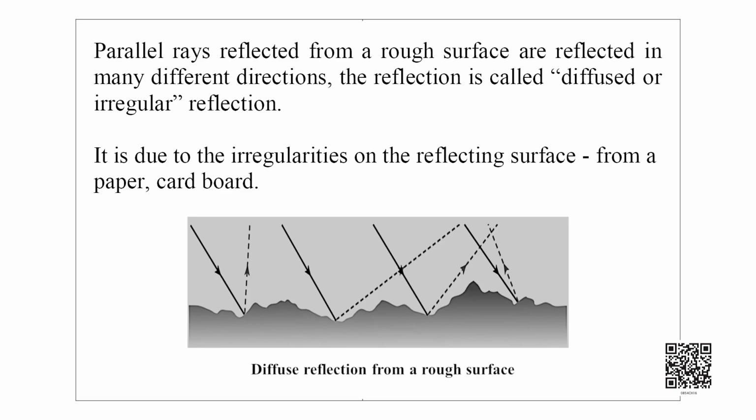However, in the case of a rough surface, parallel rays from a light source are reflected in many different directions, as you can see in the diagram. This reflection is called diffused or irregular reflection. It is due to the irregularities on the reflecting surface that diffused or irregular reflection takes place. For example, from a paper or a cardboard or your table, etc.